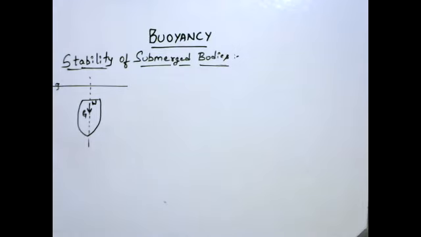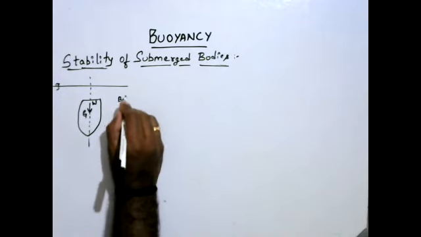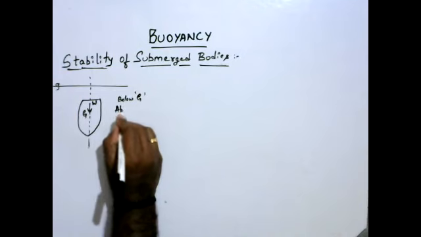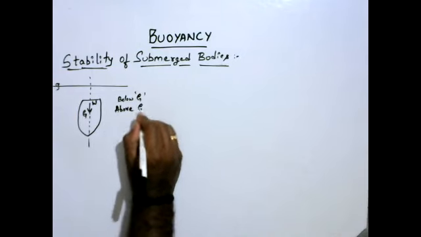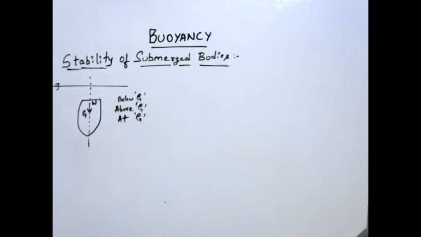Next, since it is a submerged case, the buoyancy force will be acting at the center of buoyancy. But for that center of buoyancy, there are three different cases. One is the center of buoyancy is below the center of gravity G, or it might be above the center of gravity G, or it coincides with G. So let me take each case and explain.